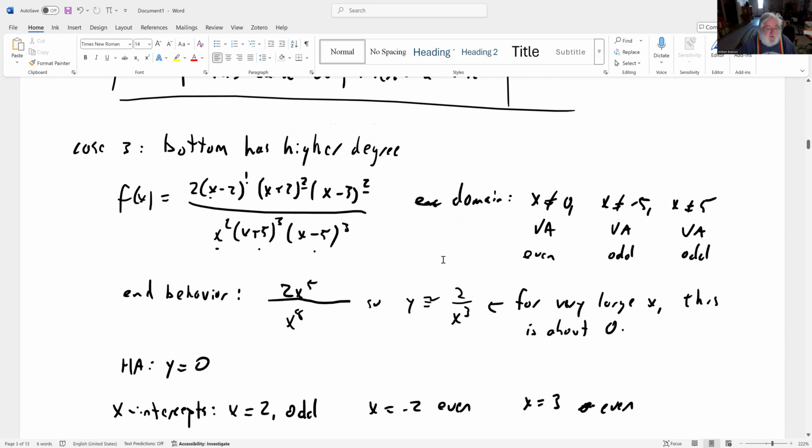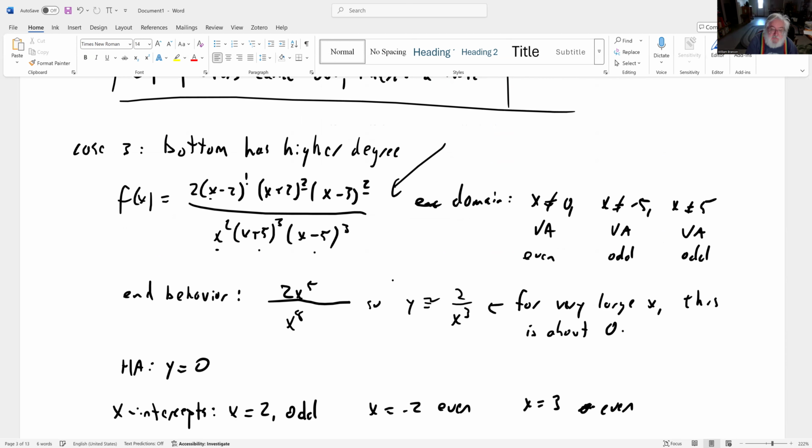So if we take this function up here and we say, okay, let's take x equals 1. That's a pretty easy number. What's f of 1? If x is 1, then y is going to be 2 times 1 minus 2, 1 plus 2 squared, 1 minus 3 squared, over 1 squared, 1 plus 5 cubed, 1 minus 5 cubed, which is going to be something, right?